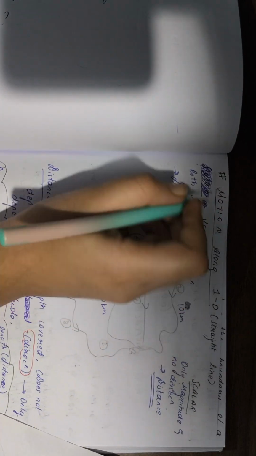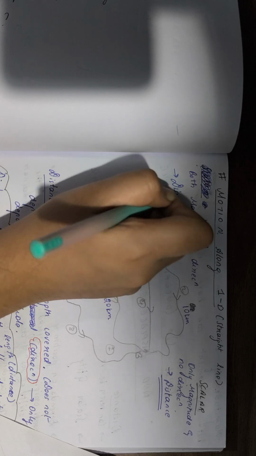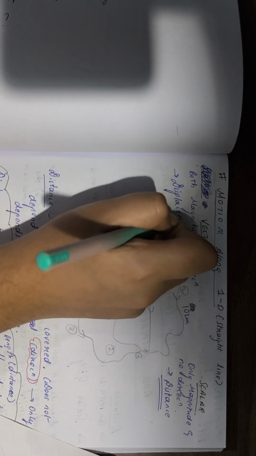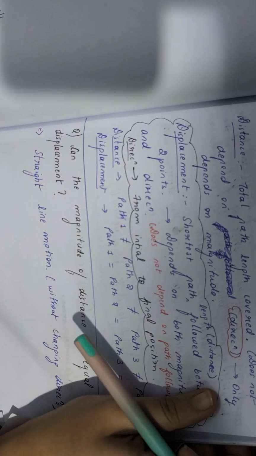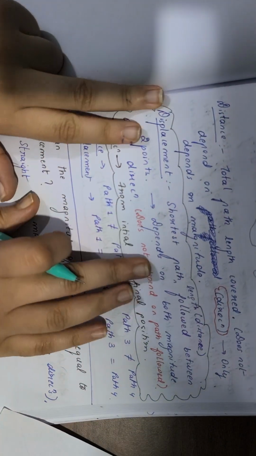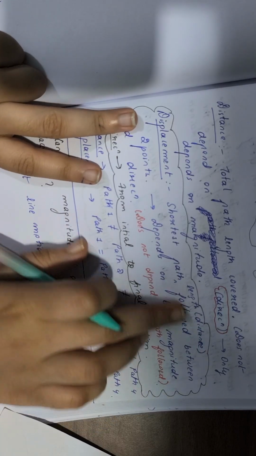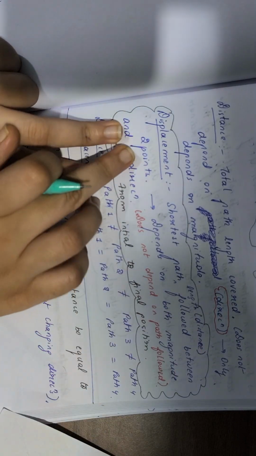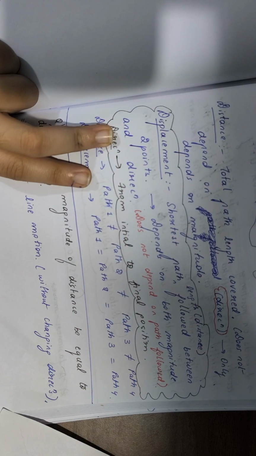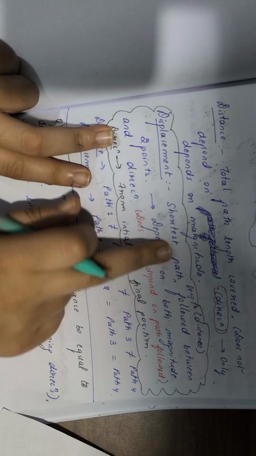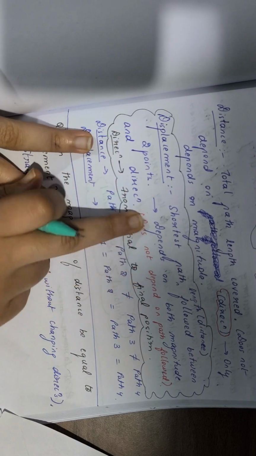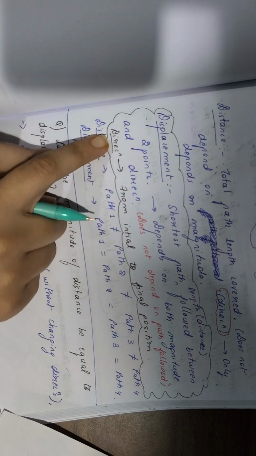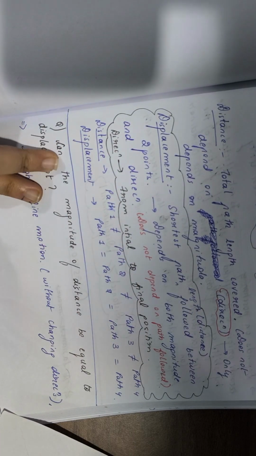So here under vector quantity I have displacement. So this is the thing. So here we have the definition. Let's read the definition quickly. Shortest path length followed between 2 points. One of the points is the initial point, the other point is the final point. Depends on both magnitude and direction, does not depend on the path followed. Direction is from the initial to the final point.